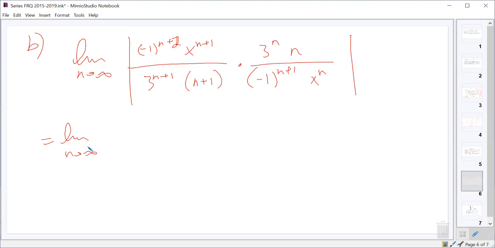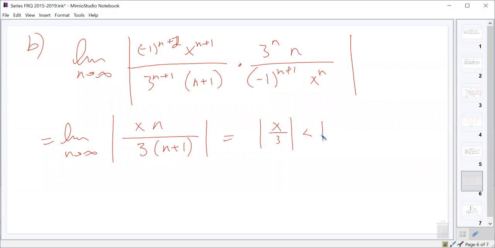Limit as n approaches infinity. The -1 to the n plus 2 and the -1 to the n plus 1 are all just 1s and -1s, and when you take the absolute value, they're all just 1s, so those don't matter. X to the n plus 1 over x to the n is just x. The n just stays. The 3 to the n plus 1 and the 3 to the n just becomes a 3 in the denominator, and then the n plus 1 stays in the denominator. And what is that limit as n goes towards infinity? X over 3. Everybody good with that?